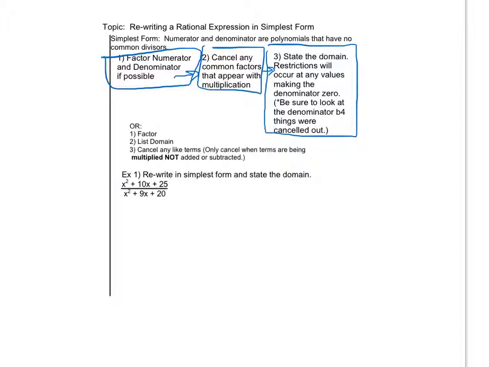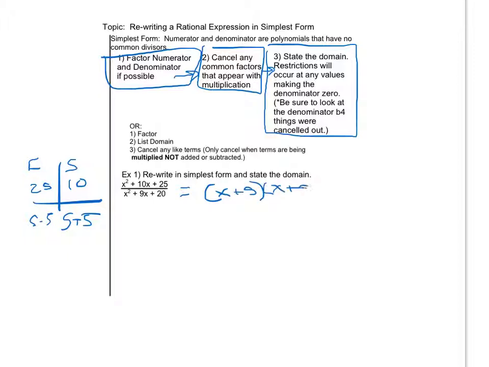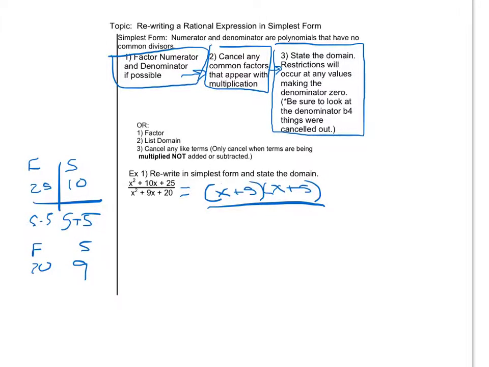So if I look at this, rewrite in simplest form, first thing I'm going to do is factor. I know that x squared plus 10x plus 25, I'm going to do a factor sum table since I start with an x squared, and I'll do factors of 25 with a sum of 10. Well, I know that's 5 times 5 and 5 plus 5. So my top will factor to be x plus 5 and x plus 5. My denominator, well, now I want factors of 20 with a sum of 9.